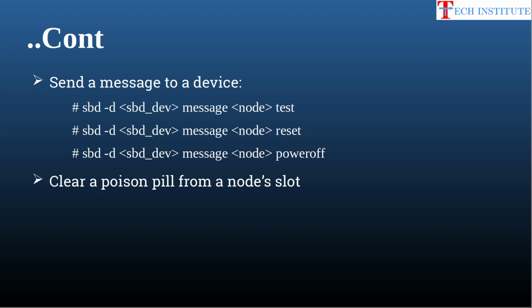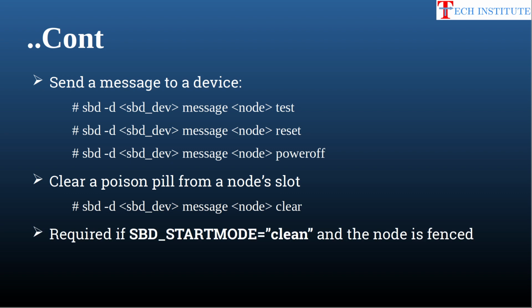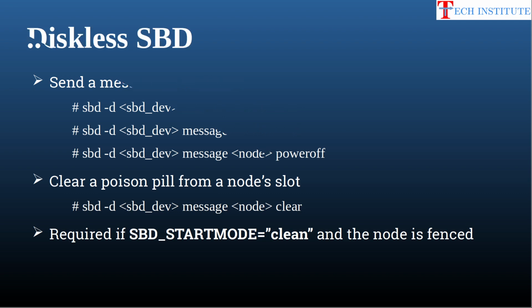Now, when you do that, it puts a message into your SBD from the node slot so that it will have a poison pill. Usually, this is common for fencing. When the node gets fenced, it gets a poison pill on the SBD device. So you have to clear it to get it clean, because this is required if you have SBD start mode set as clean. Because if it is not clean, your node will not join back to the cluster and SBD will not get started. So you have to clean it and then join it back to the cluster.